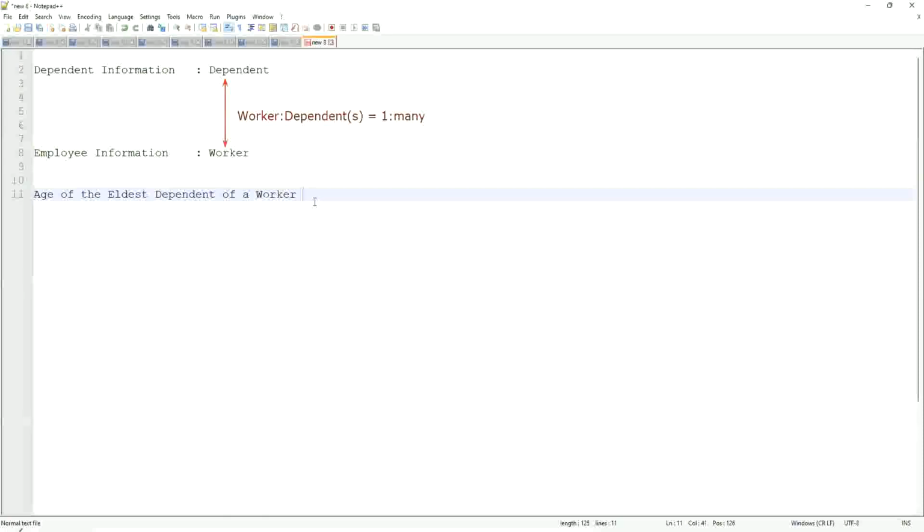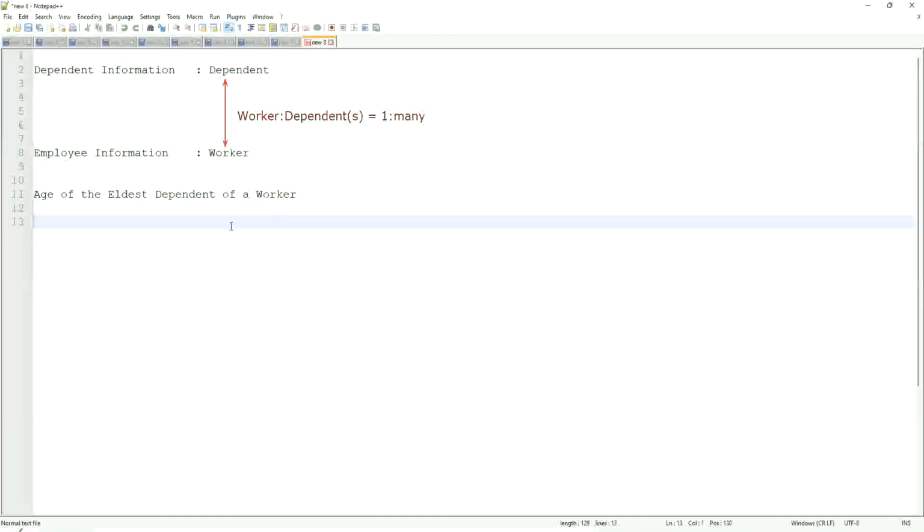When we did the related business object filters and subfilters, what did we do? We selected only the dependents who were more than 10 years old. That's what we did. But now we are going to look for the eldest dependent. How would you do that if you were doing it using a filter or subfilter? Would you be able to do that in any way? Difficult, right? It's difficult.